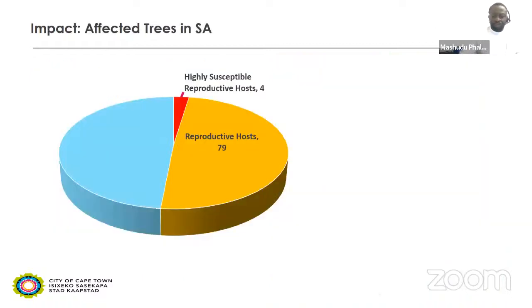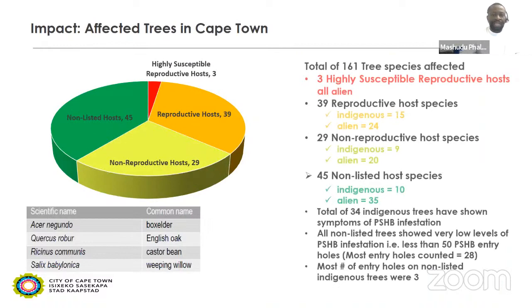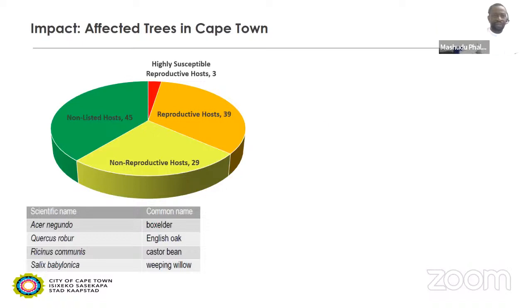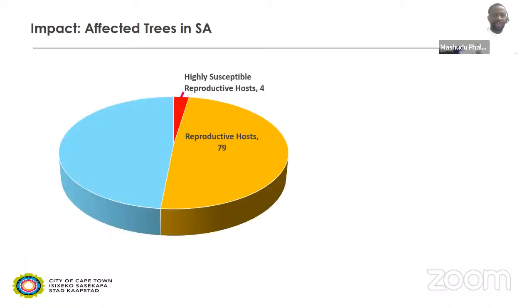And then, according to FABI, as I've indicated, there's a total of 161 tree species in South Africa that are susceptible to PSHB attack. I think I've skipped a slide, if I may go back.